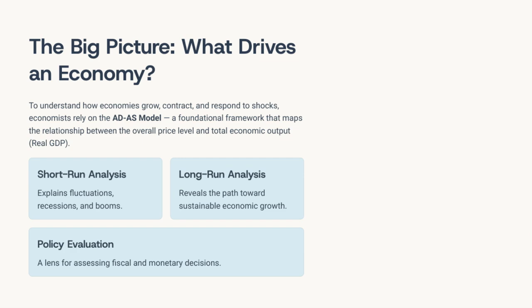Here, economists often rely on the ADAS model, the Aggregate Demand and Aggregate Supply Framework. This model is foundational because it illustrates how the overall price level interacts with total economic output, or real GDP. It helps us understand how economies respond to shocks, whether through contractions or expansions.